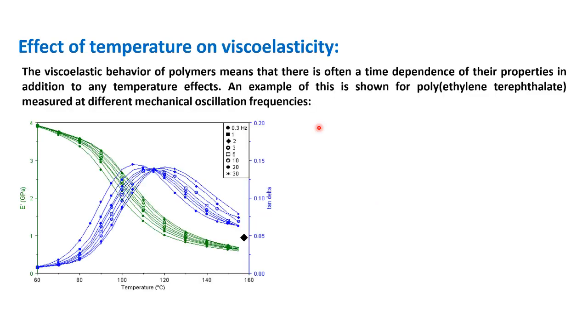So the effect of temperature on the viscoelastic property. Again, the viscoelastic behavior of polymers means that there is often a time dependence on their properties in addition to any temperature effects. An example of this is shown for polyethylene terephthalate measured at different mechanical oscillation frequencies. At different frequencies, you can see the transition temperature is also changing. So again the properties depend upon the temperature, and they also depend upon the frequency of oscillation.